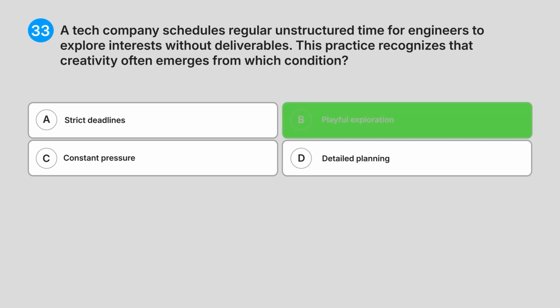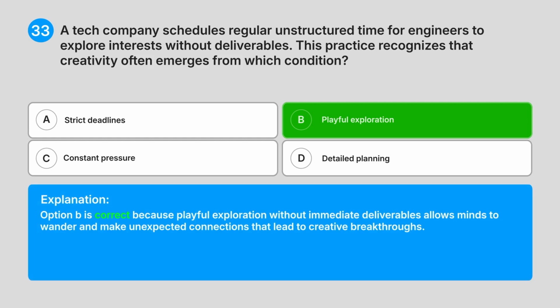Correct answer, B. Playful exploration. Explanation. Option B is correct because playful exploration, without immediate deliverables, allows minds to wander and make unexpected connections that lead to creative breakthroughs.